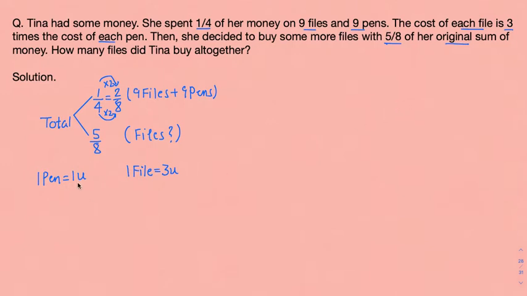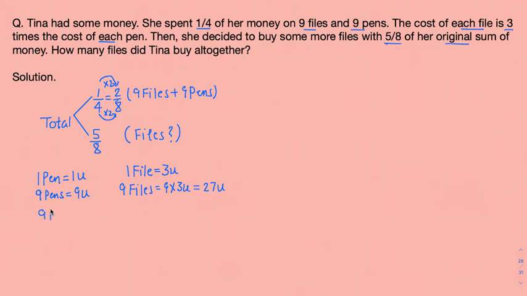Now if one pen is 1 unit, how much will 9 pens be? 1 unit times 9 will give you 9 units. So it's simple. Now how about 9 files? If one file is 3 units, the 9 files will be 9 times 3 units. That will give us 27 units. So how much is the total number of units for 9 pens and 9 files?